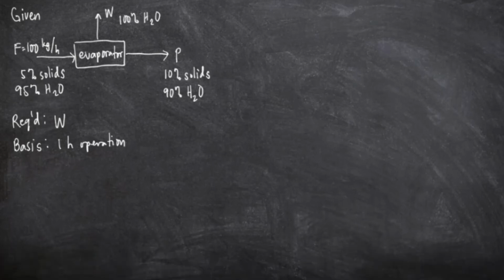We can now construct our overall material balance, that is, F is equal to W plus P. Remember, we only have one input and we have two outputs. Substituting the value of F, that is 100, is equal to W plus P. This is our equation number 1. Next, we will have the component balance.